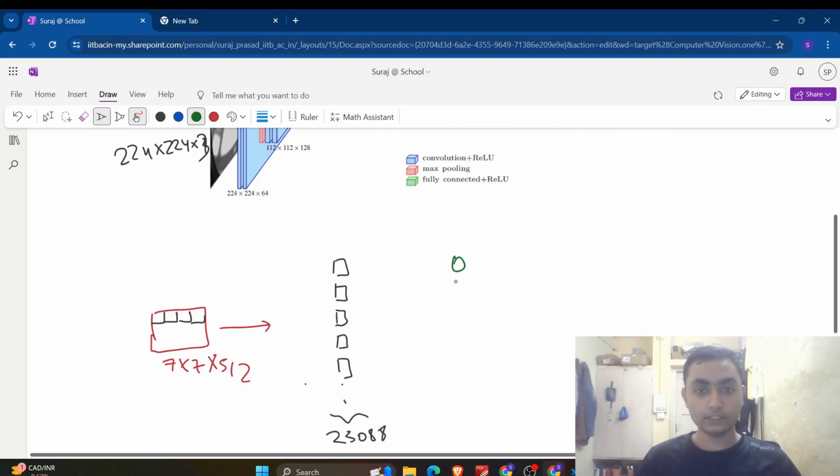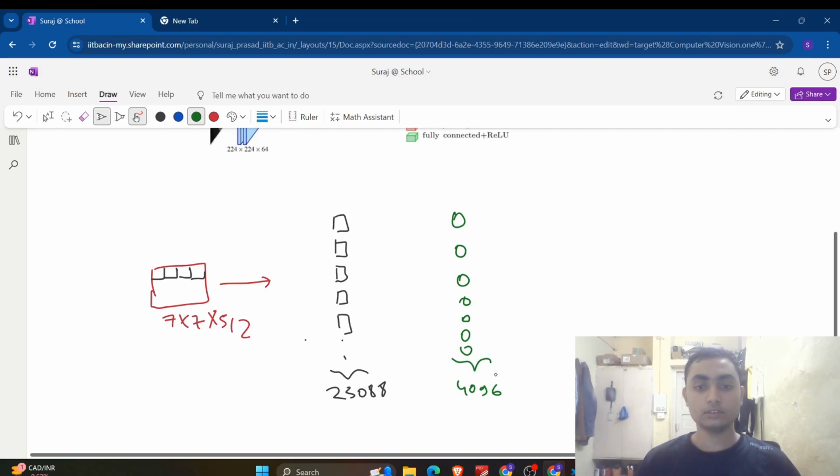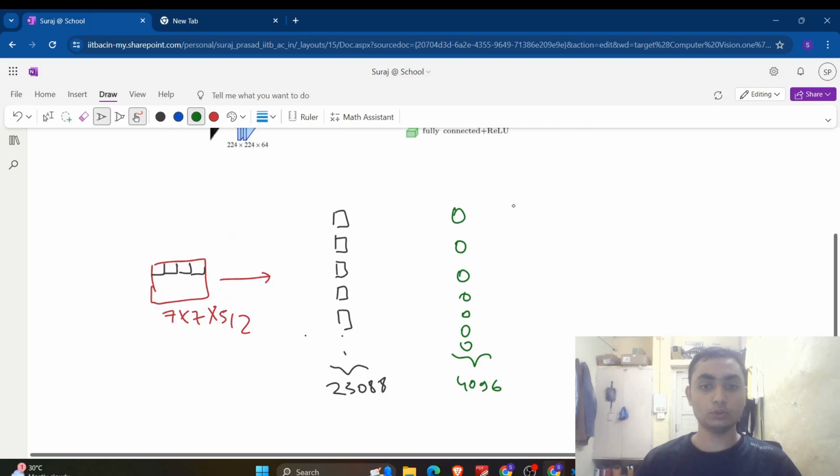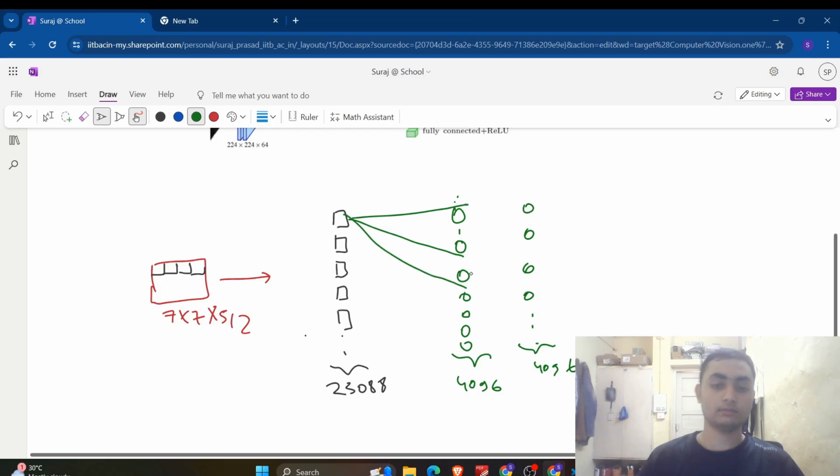After that, we applied fully connected layers, or dense layers, and there are 4096 nodes. The paper has used 2 layers, so again 4096 dense layers, so that all the outputs can be mapped by the neural network.